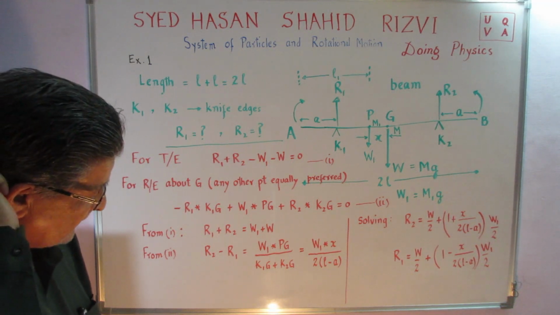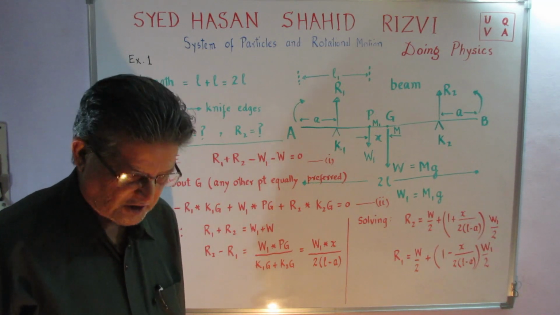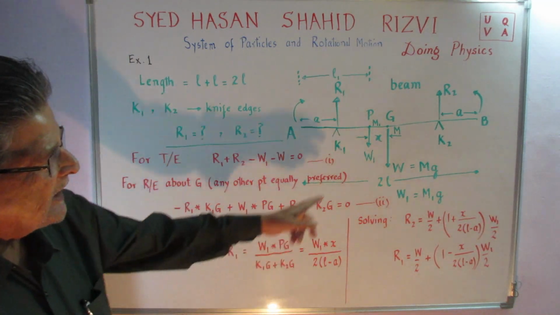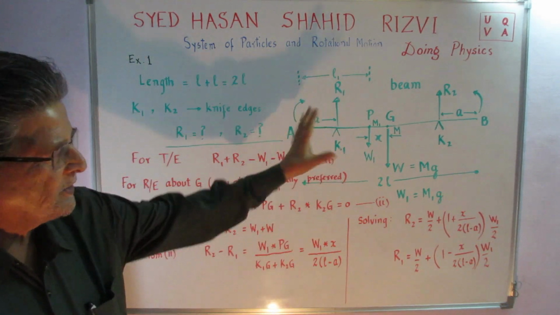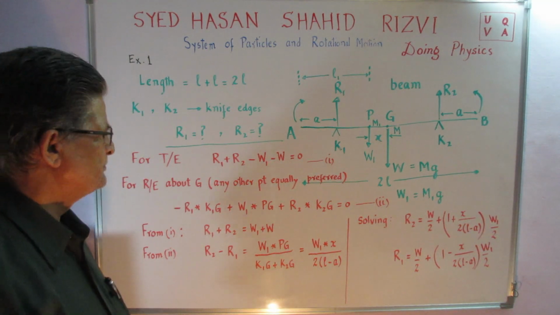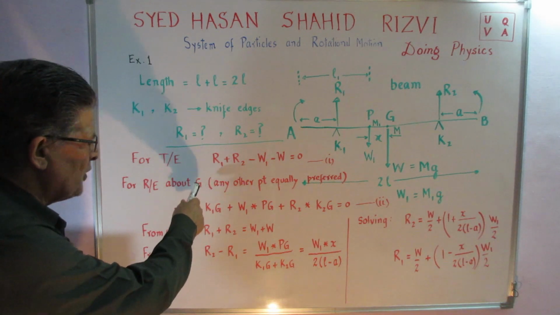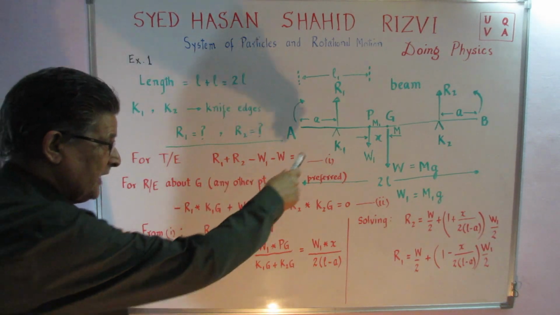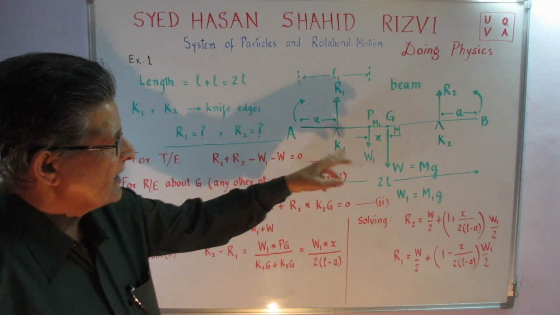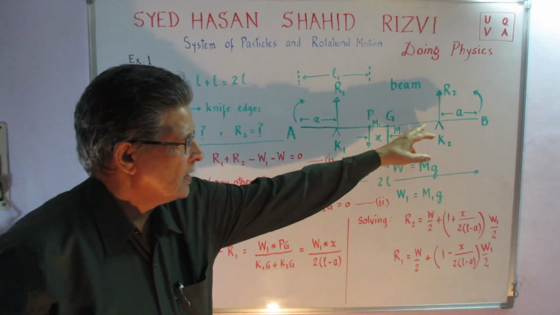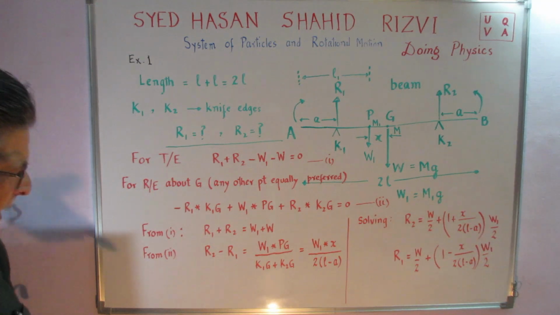But while solving the problem, our instinct says that we should go for least action. And taking it at the point G makes the mathematics that will follow a bit easier. So for rotational equilibrium about the point G, it could be taken about the point P also, no problem. About the point A also, B also, this point located at K1 and K2, anywhere.